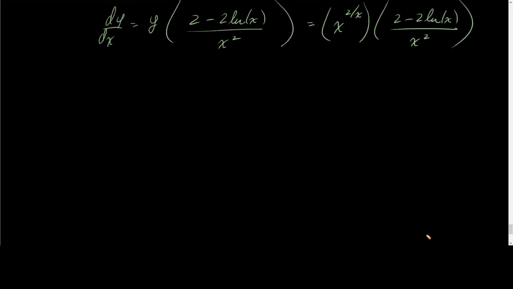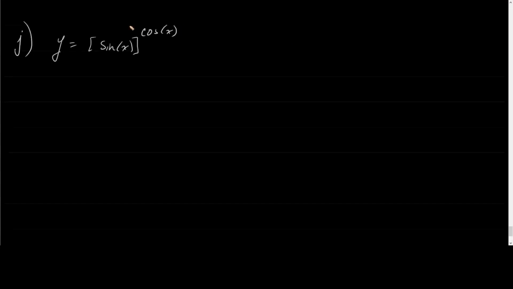Let's do a similar one, J. Let's say that I had y equals sine of x to the cosine of x. All right, and we're going to start this in the same exact way that we did this last one. And again, notice that we have a function in the exponent. So what we're going to do here is logarithmic differentiation to get rid of that.